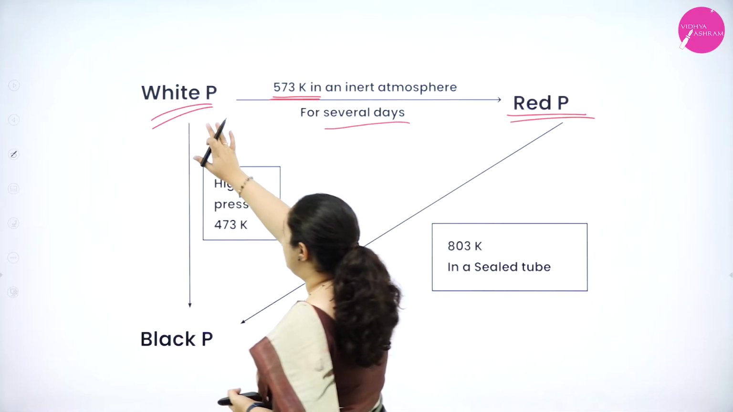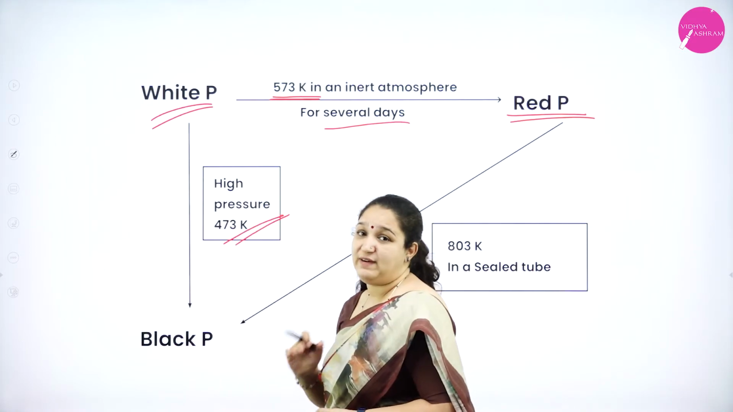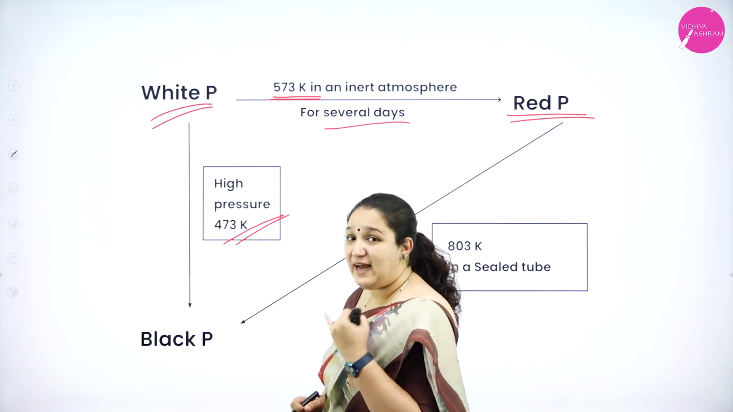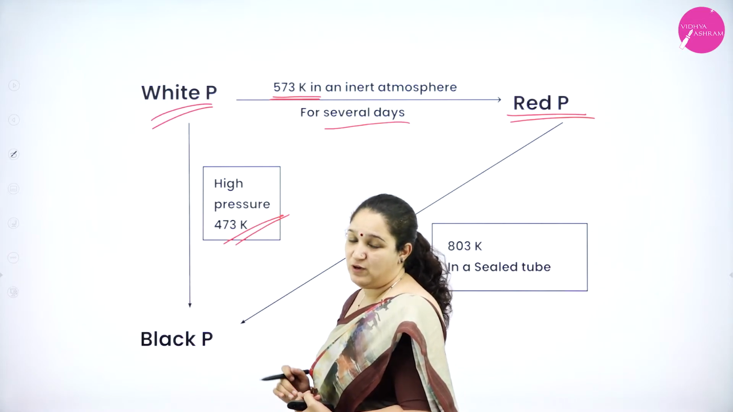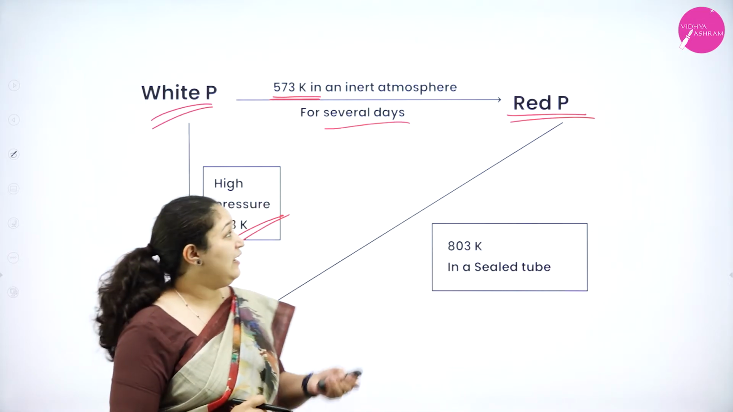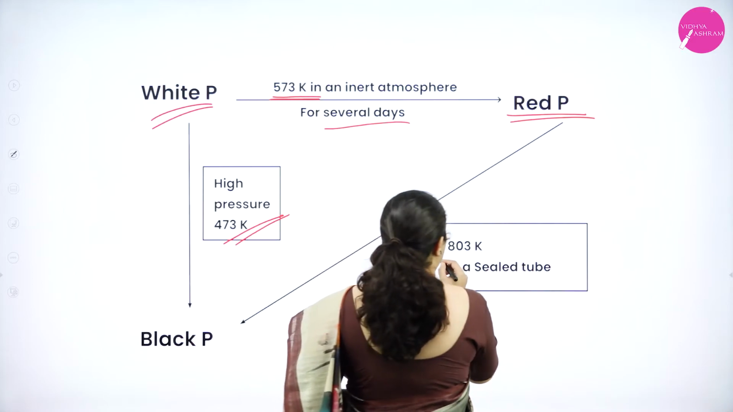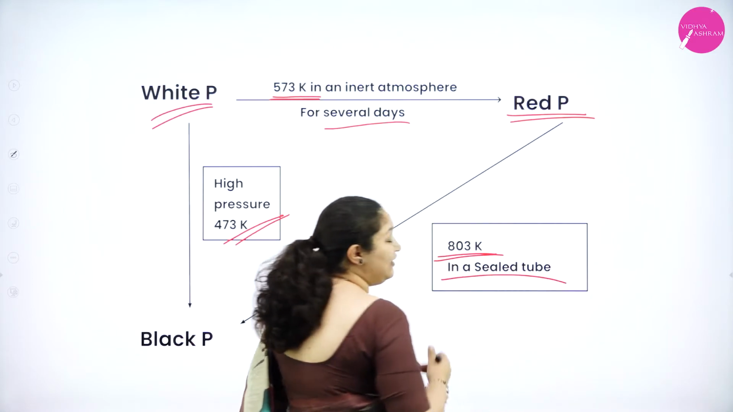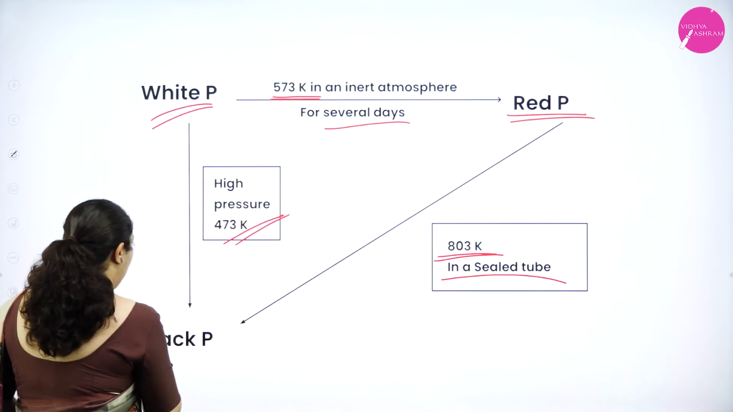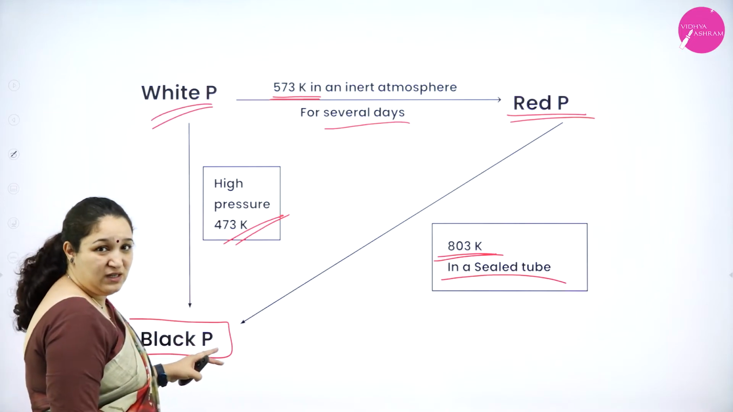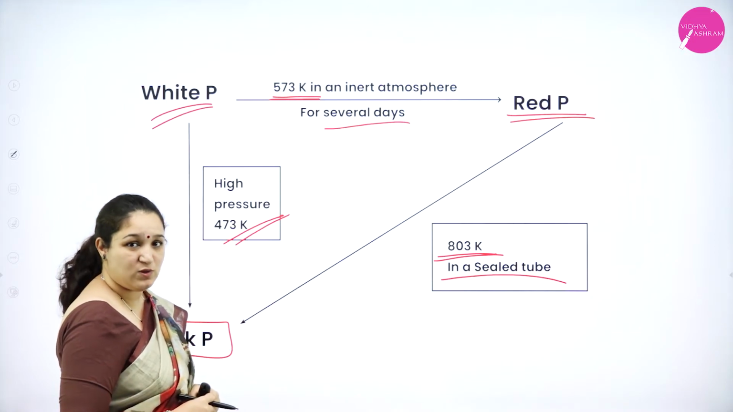White phosphorus can also be converted to black phosphorus at high pressure and 473 Kelvin. Not only that, red phosphorus can also give black phosphorus. If you heat it at 803 Kelvin in a sealed tube for a long time, red phosphorus gets converted to black phosphorus. So from this you can understand that if you have white phosphorus, you can get the other two allotropic forms also, isn't it?